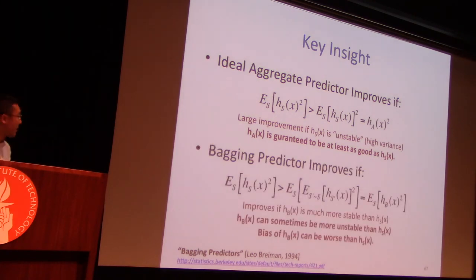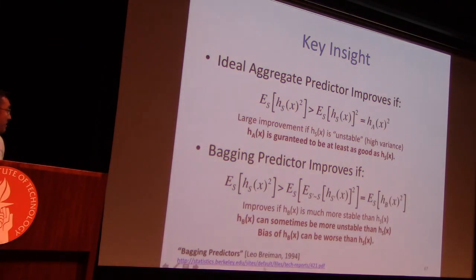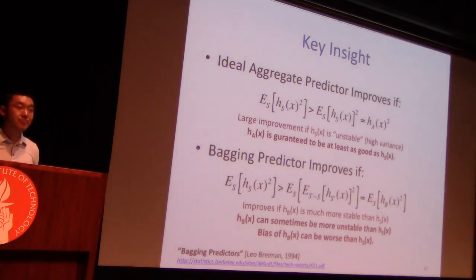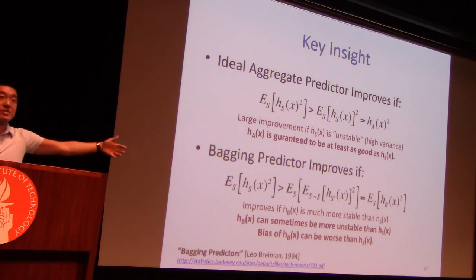In bootstrapping, we don't sample from the true distribution, we sample S prime from S via bootstrapping. And so this improves if the bootstrap predictor is more stable than these individual ones. Sometimes this works, and in practice, it usually works. But it's not always guaranteed to work because we're not actually sampling from the true test distribution.